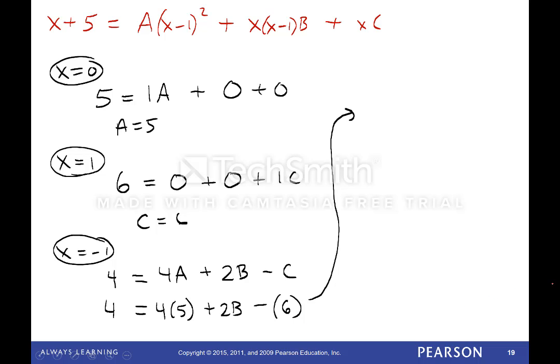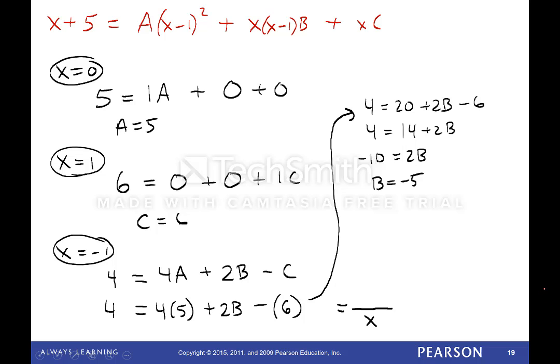I'm running out of room, so let me move to the top here. This is going to be a 20 now, plus 2b minus 6. So on the right hand side, putting together the 20 and the minus 6 makes a 14. And subtracting 14 from both sides gets you a negative 10. And we get ourselves b is equal to negative 5. All right, is that what we found on the previous slide? Yep, I'm just looking at the previous slide here. That's what we found. B was a negative 5, C was a 6, A was a positive 5, so we can finally write our answer.